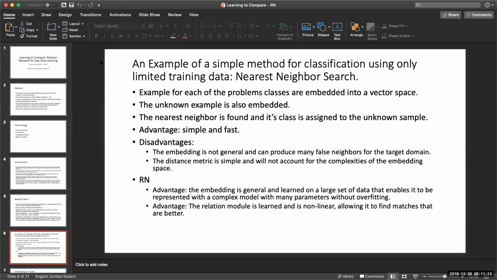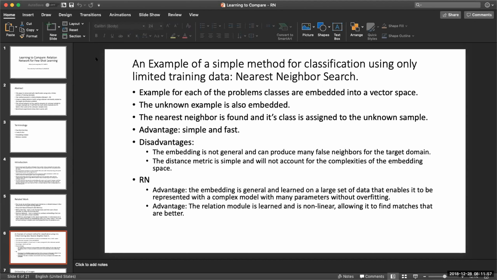So I just want to bring up a very, very simple way to build a classifier, the nearest neighbor search method. To build a classifier with this NN, we can simply take examples for each of the problem classes and embed them in a vector space. The unknown, what the paper frequently calls a query example, is also embedded. And the nearest neighbor is found and its class is assigned to the unknown sample.